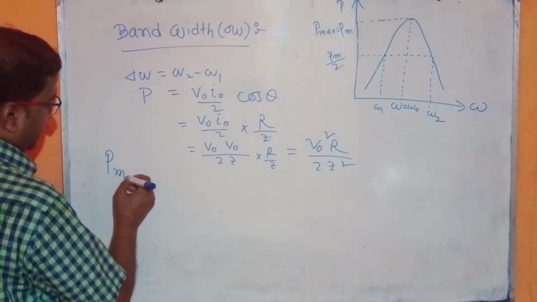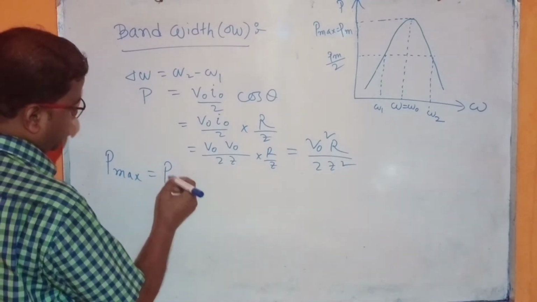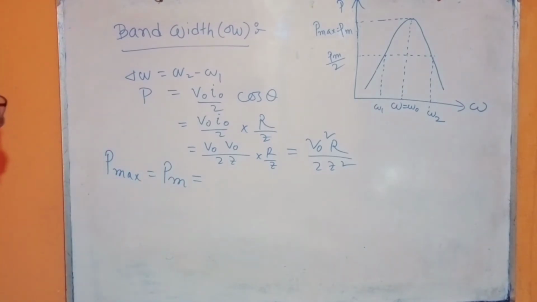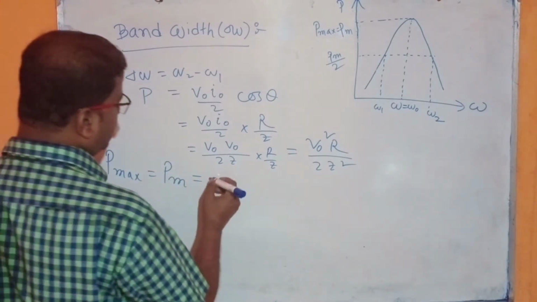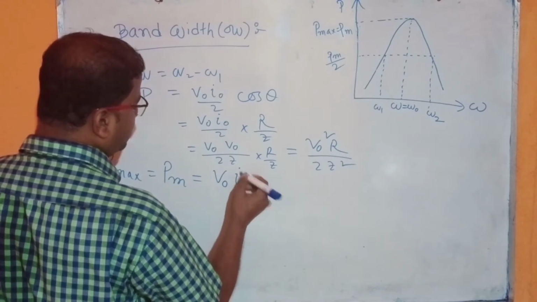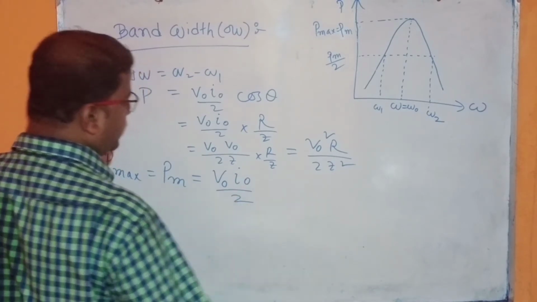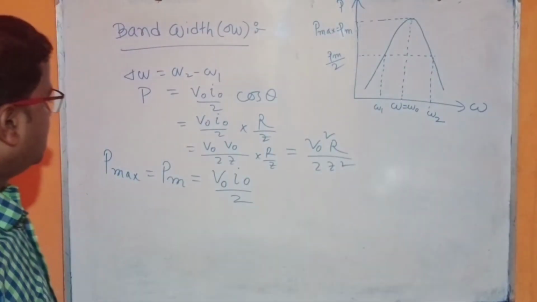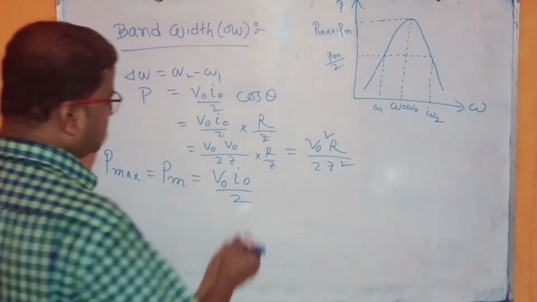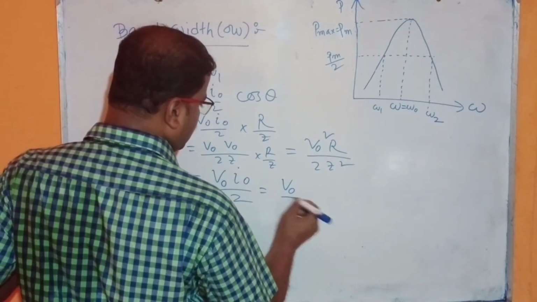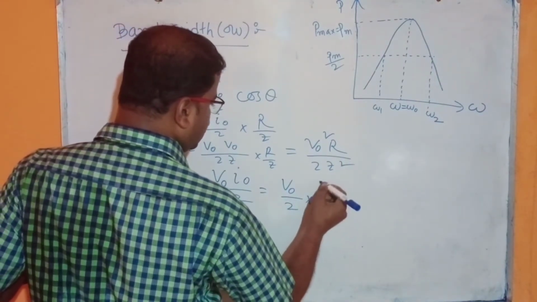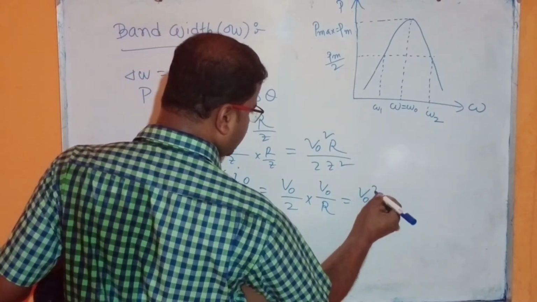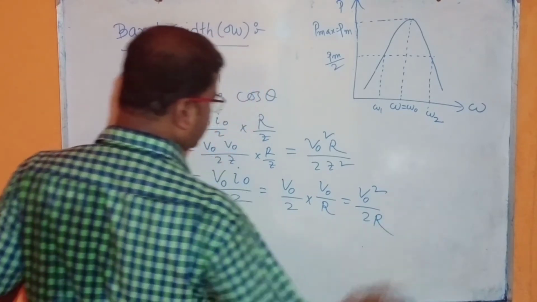Power is maximum at resonance, and at resonance the phase difference theta equal to 0 degrees. Therefore P max equal to V0 I0 by 2. We see that at resonance the circuit is purely resistive. Therefore we can write I0 equal to V0 by R, that is, P max equal to V0 square by 2R.